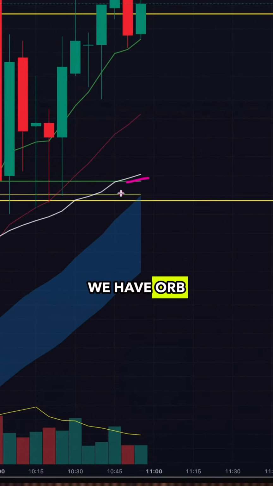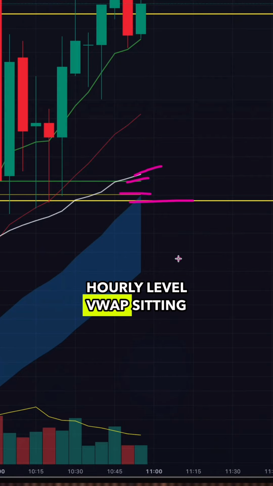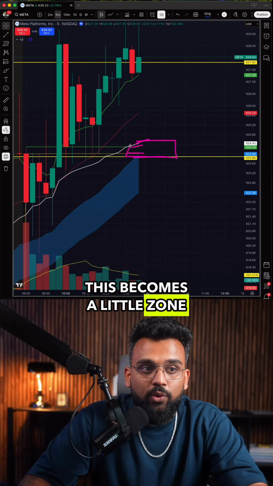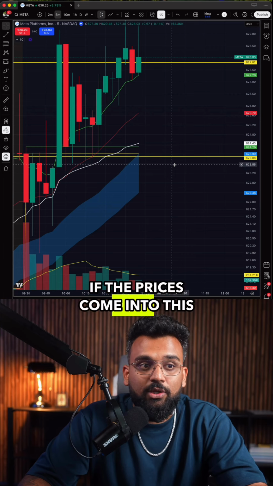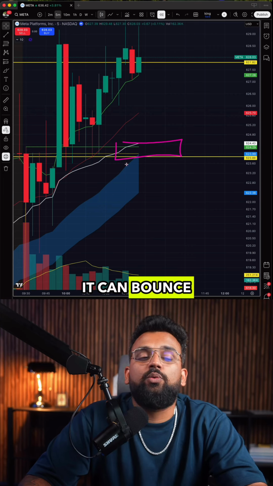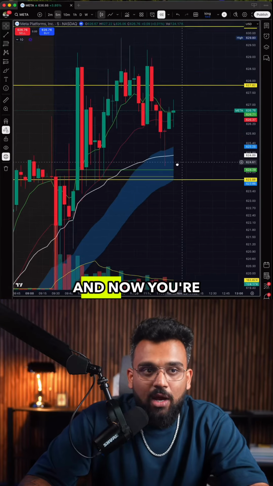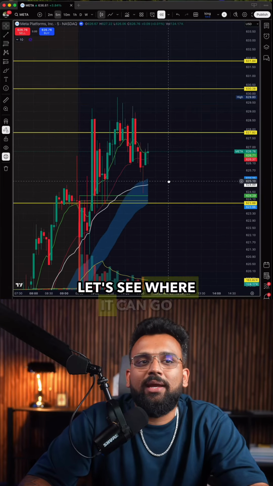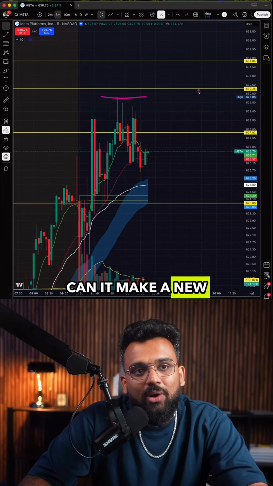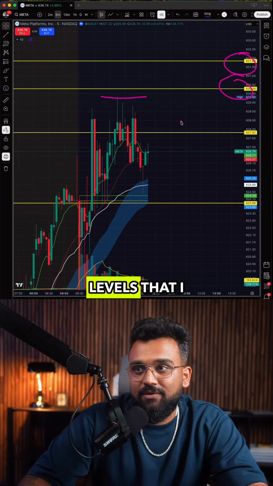We have ORB, open price, hourly level, VWAP sitting right here. This becomes a little zone that we need to watch. If the prices come into this zone, oh my goodness, it can bounce really heavy. What happened? Prices came into this zone, made a huge bounce, and now you're sitting there, you're like, okay, let's see where it can go. Can I go to the next level? Can I make a new high of the day? Can I go to all these hourly levels that I have on my charts?